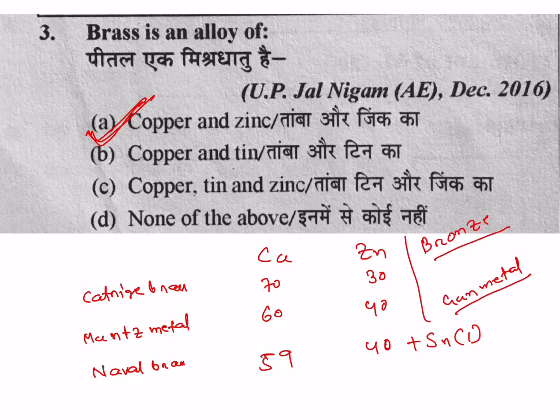Then this one is also important, bronze, and gunmetal. Bronze is an alloy of copper and tin, and gunmetal is copper, tin plus zinc. This is bronze, this one is gunmetal.